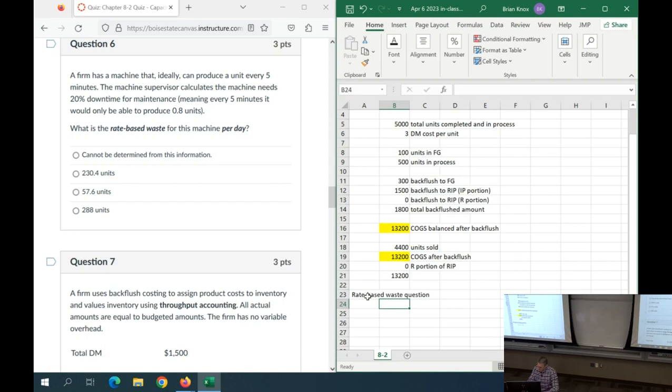All right, so we have 0.8. Well, let's start with the 1. Theoretical capacity is 1 every 5 minutes. There are 12 5-minute increments per hour. That's 60 divided by 5. So for every hour, we're producing, this is units per hour.